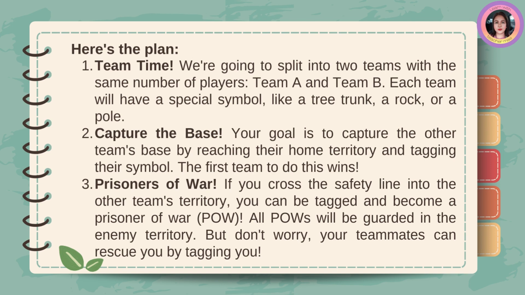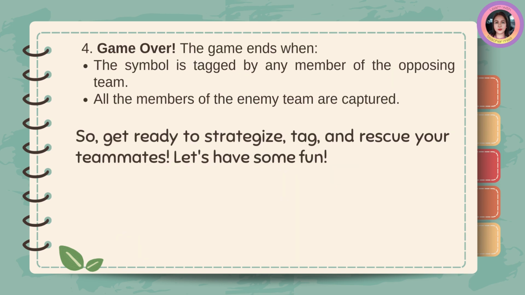Number 2, capture the base. Your goal is to capture the other team's base by reaching their home territory and tagging their symbol. The first team to do this wins. Number 3, prisoners of war. If you cross the safety line into the other team's territory, you can be tagged and become a prisoner of war or POW. All POWs will be guarded in the enemy territory. But don't worry, your teammates can rescue you by tagging you.